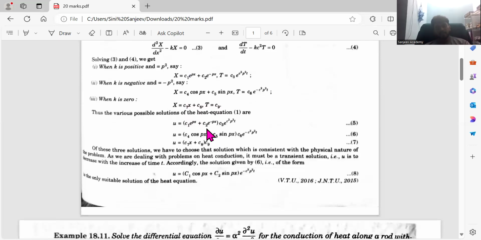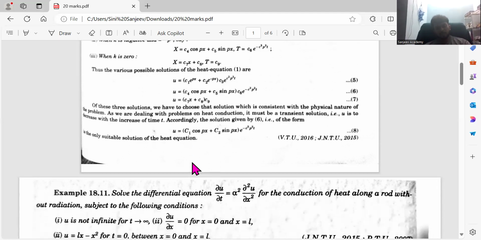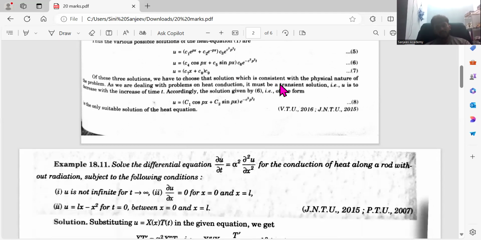And finally, these equations, the various possible solutions. If the first condition is satisfied, this equation will come. Second is satisfied, this one will come. Third is satisfied, this one will come. Just substituting all of those things. Now if I'm going to apply, correct, then I'll be getting what? We choose the best solution which is consistent in physical nature.